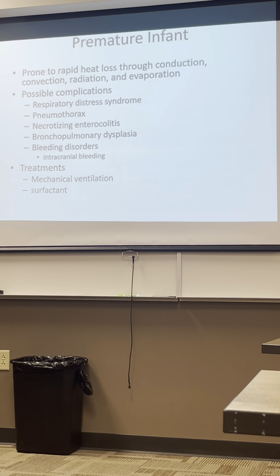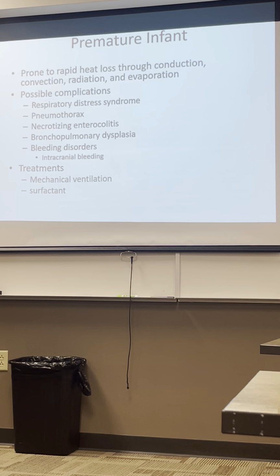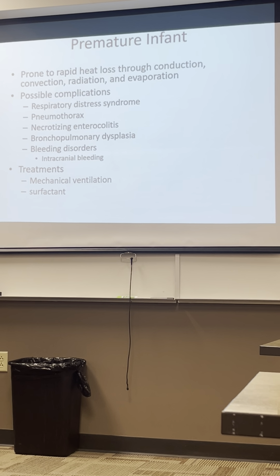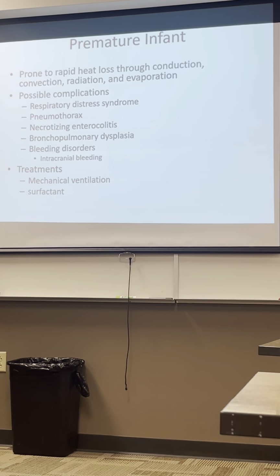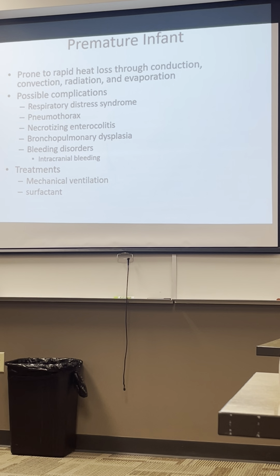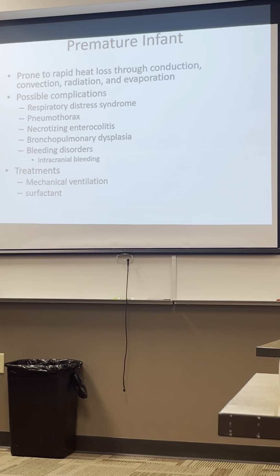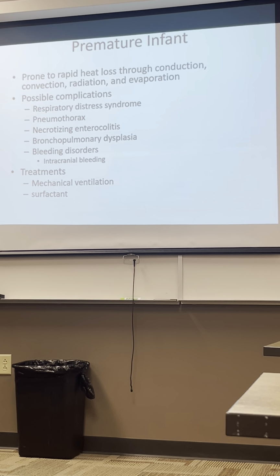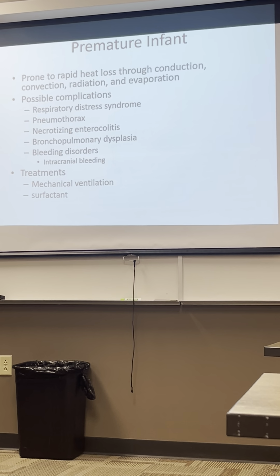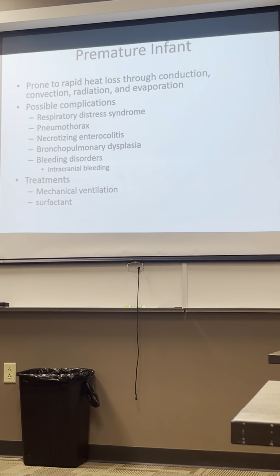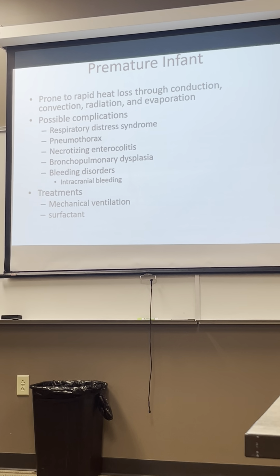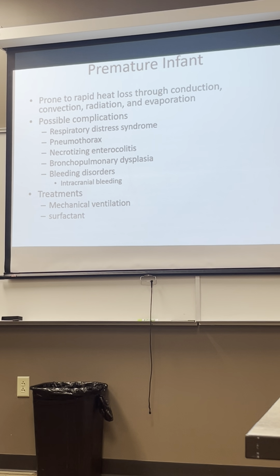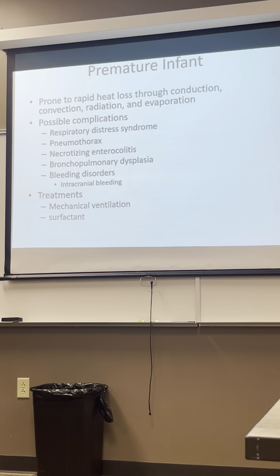A premature infant is prone to rapid heat loss through conduction, convection, radiation, and evaporation, so all the complications. I don't think they test too much on this, but respiratory distress syndrome, pneumothorax, necrotizing enterocolitis, bronchopulmonary dysplasia, and bleeding disorders, especially in the brain. Treatments are usually mechanical ventilation and surfactant, usually through an ET tube. They can squirt it down and it'll help with their breathing.